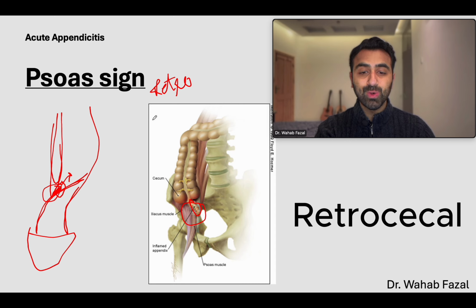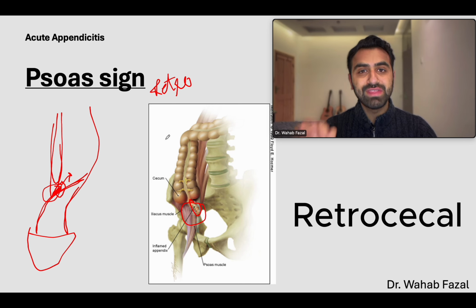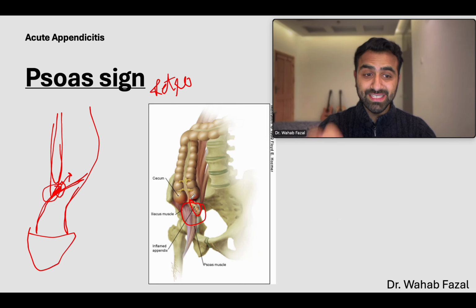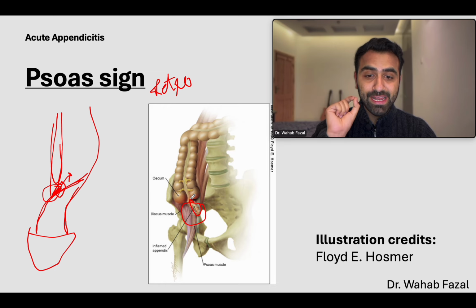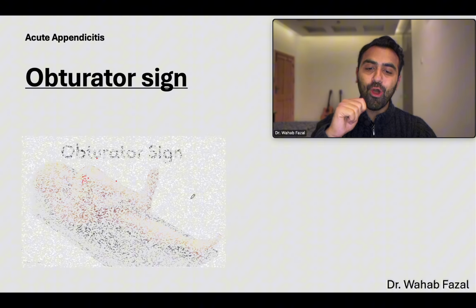Remember, the psoas sign does not only indicate that the patient might have appendicitis, it also indicates the position of the appendix itself. That means that it's retrocecal. And this is frequently asked in vivas. I'll tell you what this is confused with by students. The obturator sign. Let's talk about the obturator sign.